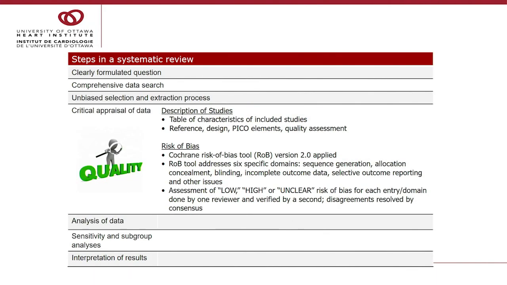Critical appraisal of the data. We basically use the risk of bias tool out of Cochrane to judge whether sequence generation, allocation, blinding, incomplete outcome data, and selective reporting were well done. All these could be associated with biases, and the risk of bias tool would tell us. Then our first person would make a judgment of low, high, or unclear risk of bias, and that would be evaluated by a second reviewer, with disagreement resolved by consensus.